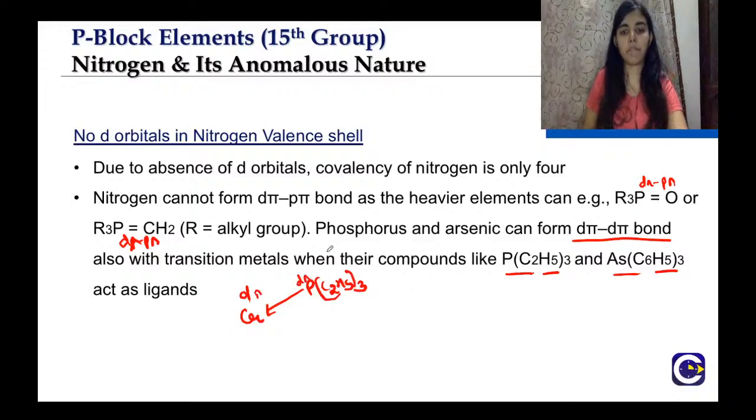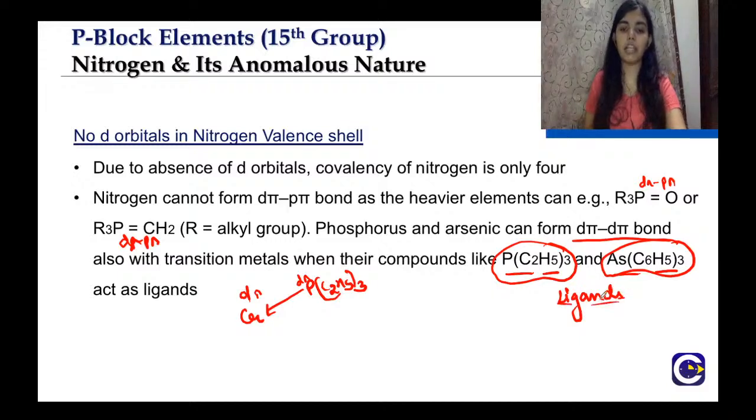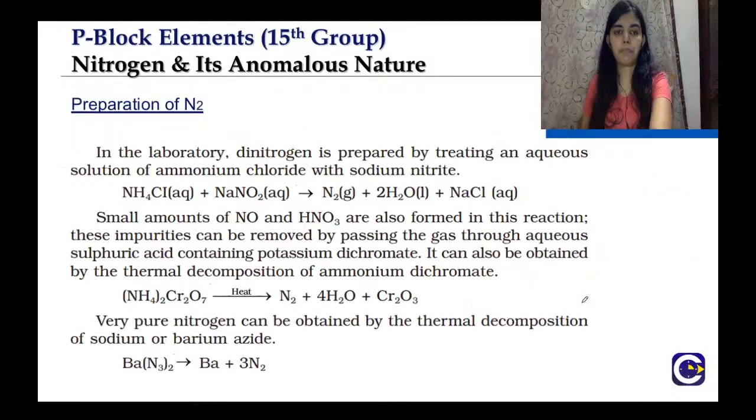The coordination compounds, right? So basically compounds of phosphorus and arsenic can also behave as ligands. That we will learn in coordination chemistry: what are ligands, how a d-pi bond is formed. So that is a part of coordination chemistry.